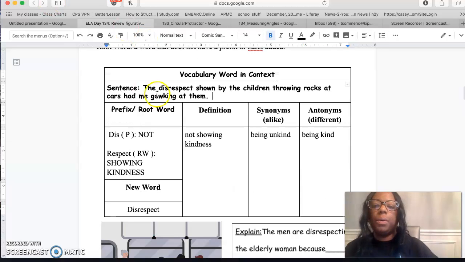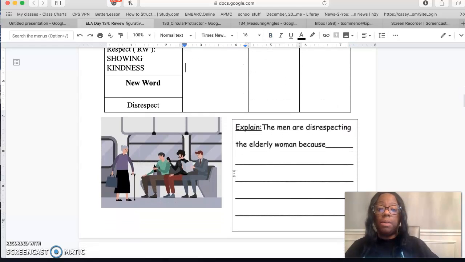Now, I went ahead and wrote a sentence, including the word disrespect. Make sure you underline the word that we're defining. You can create your own sentence, or you can write the one that I have. It says the disrespect shown by the children throwing rocks at cars had me gawking at them. Excuse me. The word gawking is a word that we've used in the past. So you already know that it means looking at in awe, mouth open, dumbfounded. So let's keep it moving.